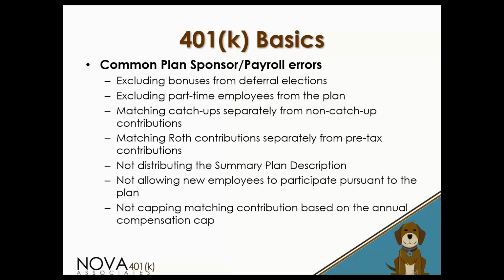Matching catch-up contributions separately from non-catch-up contributions. For employees that are age 50 or over, they can make an additional 401k contribution, which is called a catch-up contribution. For 2022, it allows people who are at least age 50 to contribute an additional $6,500. When you're calculating the match, you don't want to do that separately on those catch-up contributions.